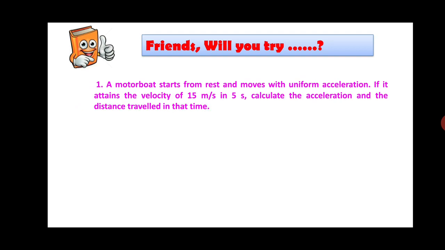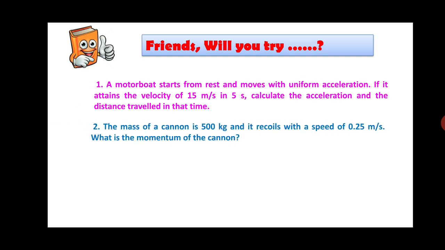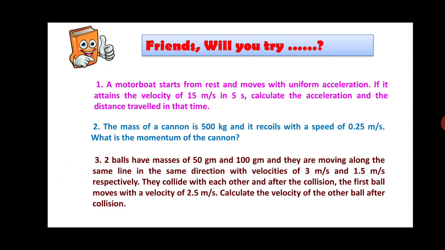A motorboat starts from rest and moves with a uniform acceleration. If it attains the velocity of 15 meter per second in 5 seconds, calculate the acceleration and the distance traveled in that time. The mass of a cannon is 500 kg and it recoils with a speed up to 0.25 meter per second. What is the momentum of the cannon?